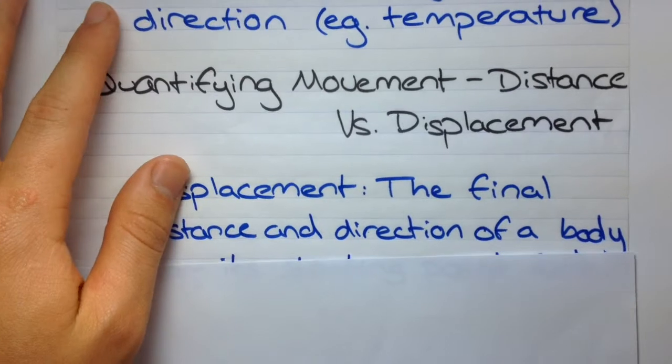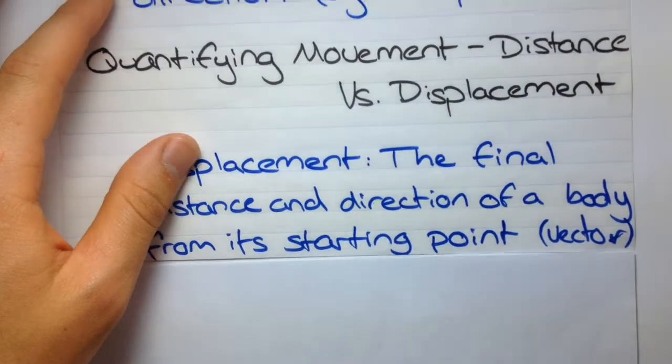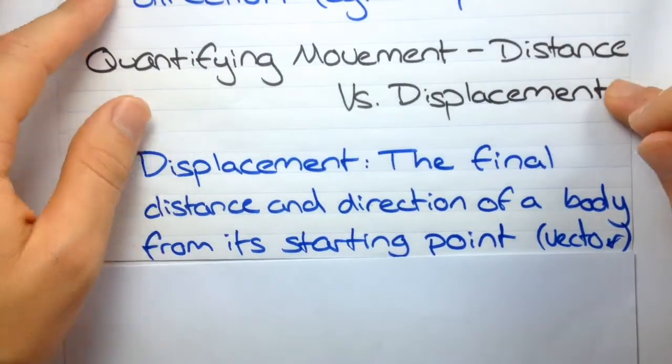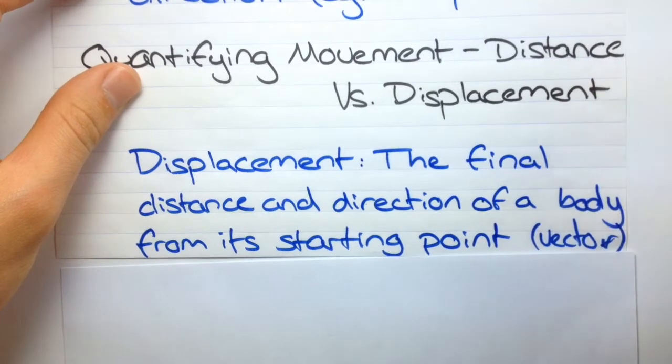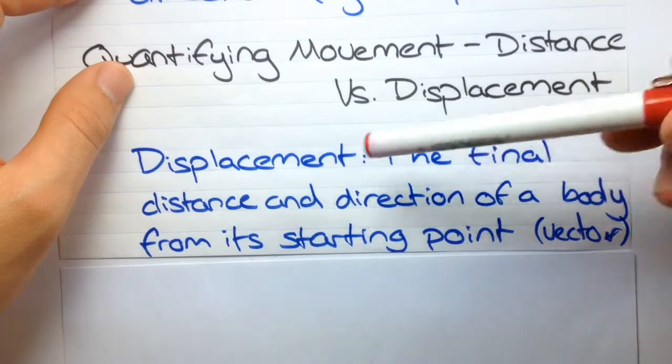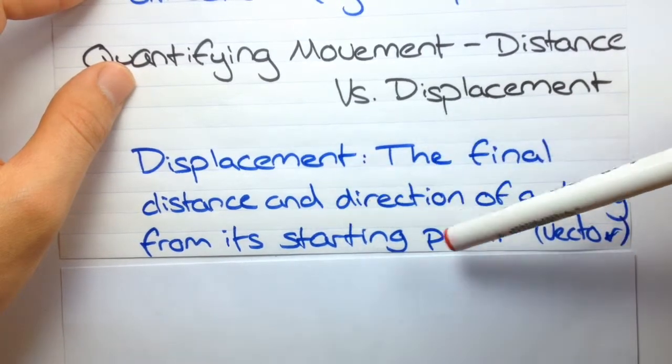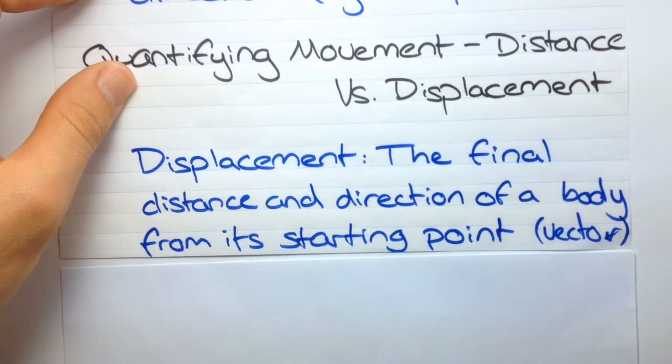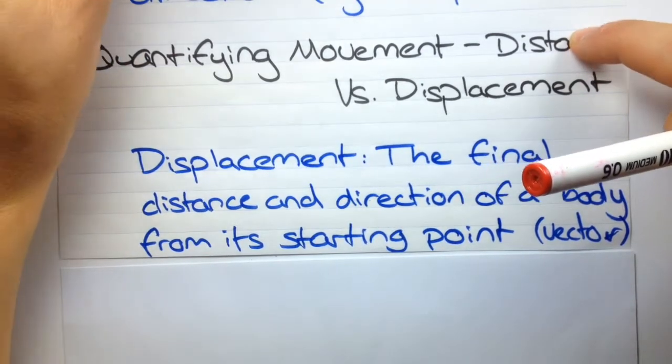There's going to be a few more definitions as we go. First, we're going to look at distance versus displacement. Now, distance is pretty self-explanatory, but displacement, on the other hand, is not. So let's look at the definition: the final distance and direction of a body from its starting point. So that distance and direction, magnitude and direction, make it a vector.